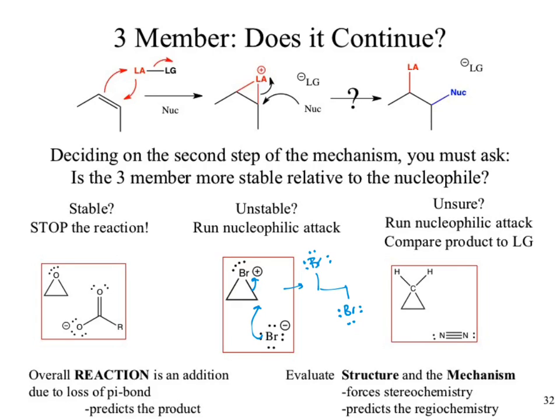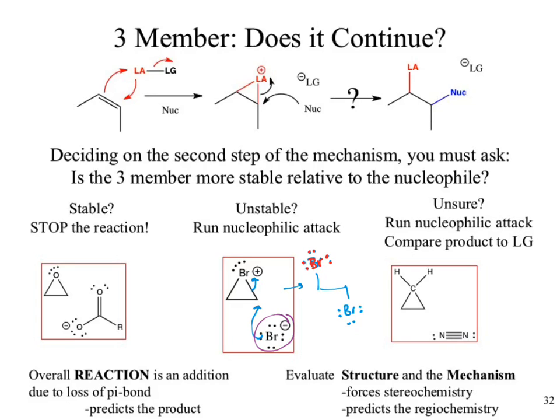Where's my leaving group? Top bromine, bottom bromine. I heard it, top. So I'm comparing that top bromine to the bromine in the box. Which one's more stable? Probably out of the box. Why? Not charged versus charged. Rule number one in stability, not charged is more stable.